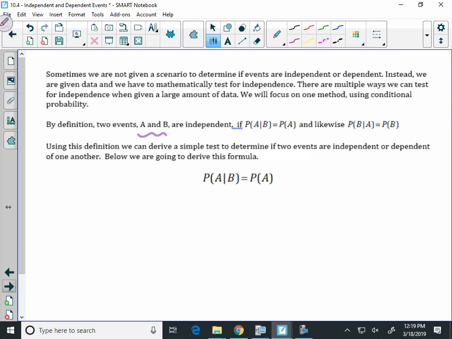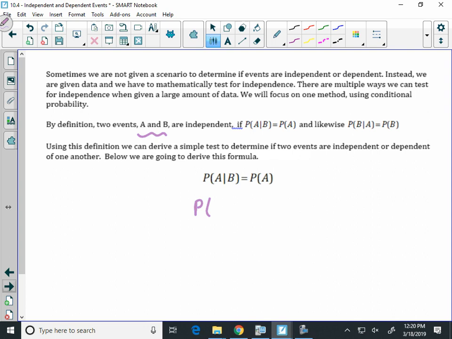Especially if conditional probability is not your thing, you have a hard time remembering it, hard time applying it. I like to use this test, which stems from conditional probability. So if two events are independent, this is true. The conditional probability is equal to the probability of the first thing. And we can rewrite the conditional probability as its formula.